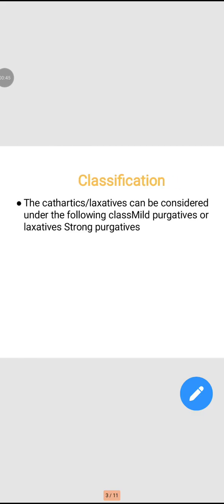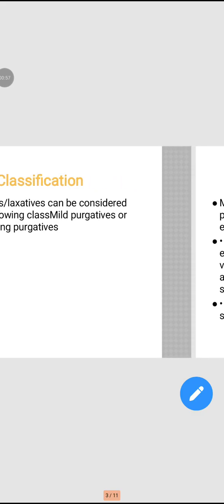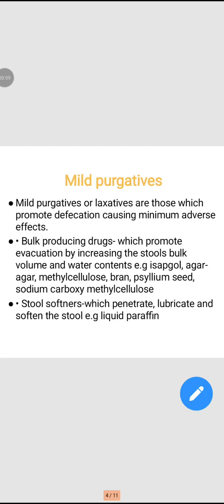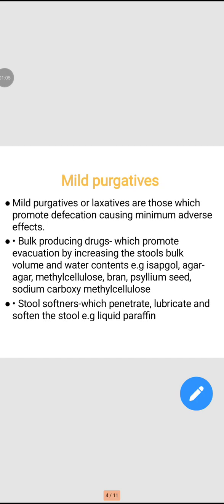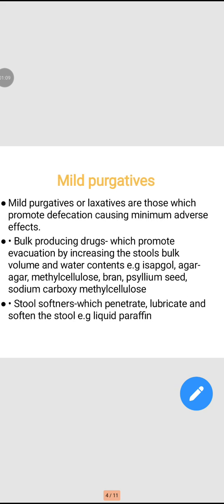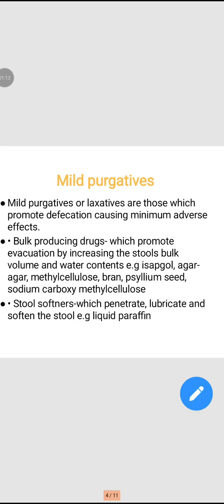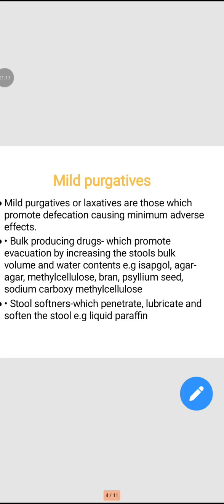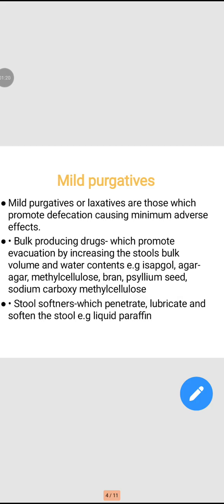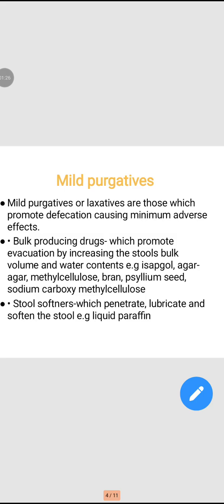The classification. Cathartics or laxatives can be considered under the following classes: mild purgatives or laxatives, and strong purgatives. First, mild purgatives or laxatives are those which promote defecation, causing minimum adverse effects. The bulk producing drugs promote evacuation by increasing the stool's bulk volume and water content. Examples: isapgol, agar-agar, methylcellulose, bran, psyllium seeds, sodium carboxymethylcellulose.